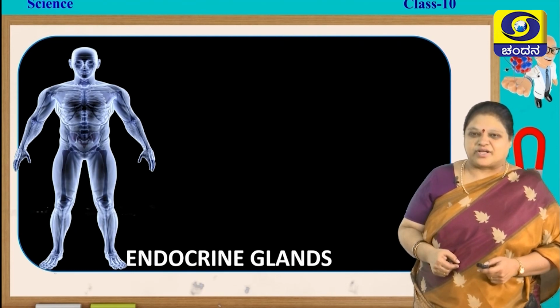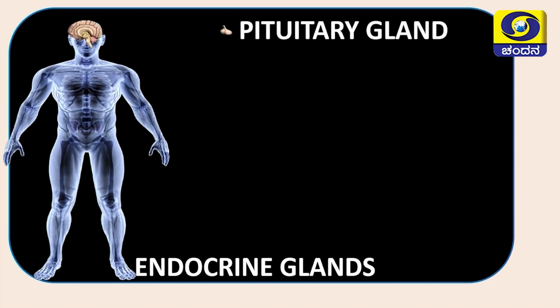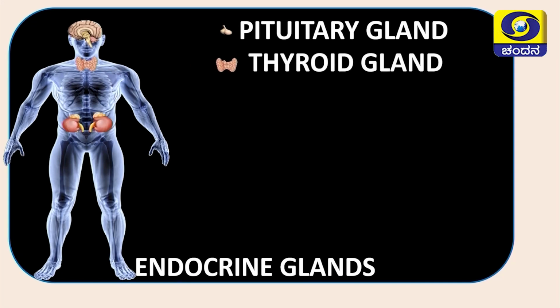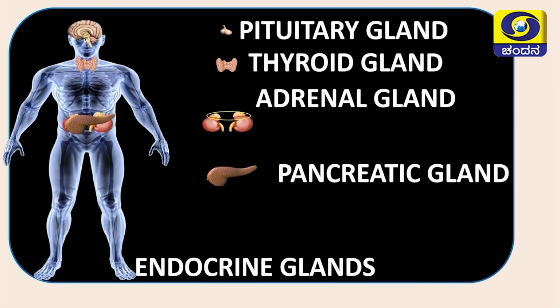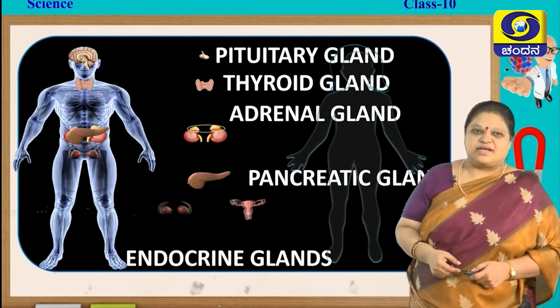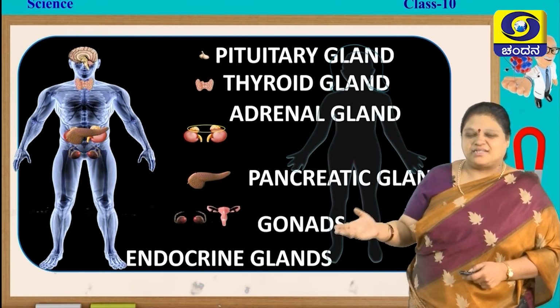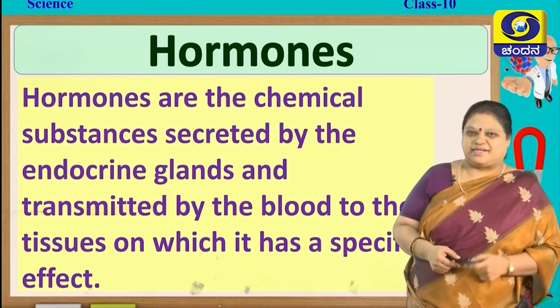Next, you can see the endocrine glands. We have studied several endocrine glands. Let us see which are they. The first gland is the pituitary gland or the master gland. Next one is the thyroid gland, which is present in the neck region, and next you can see triangular glands present on the kidney, you call them adrenal glands. Next, the pancreatic gland, which has islets of Langerhans, and finally male and female have gonads, which are also reproductive organs, and all these are endocrine glands. Let us see each one of them briefly.